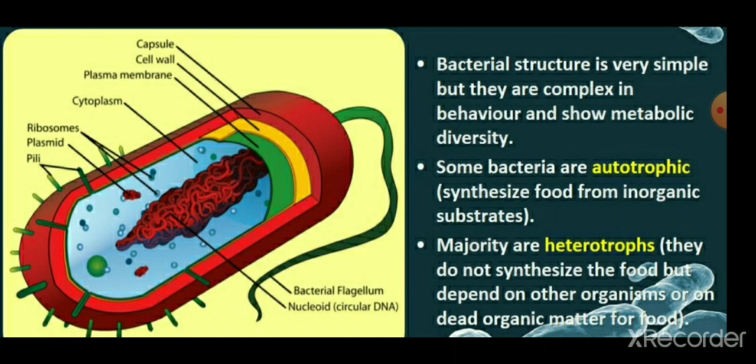So we can conclude that the bacterial structure is very simple, but they are complex in their behavior and show metabolic diversity. Some bacteria are autotrophic, meaning they can synthesize their own food from inorganic substrates, and the majority are heterotrophs. They do not synthesize food but depend on other organisms or on dead organic matter for food.